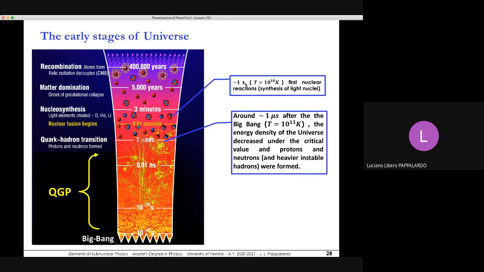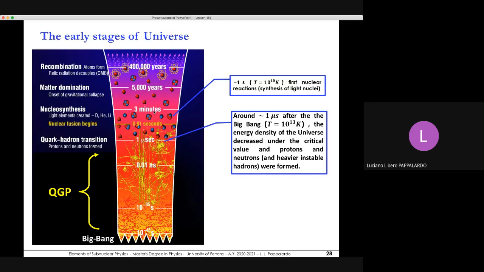Then after 1 second from the Big Bang, when the temperature dropped down to 10 to the 10 Kelvin, the first nuclear reactions occurred. Now we have a huge availability of protons and neutrons. So the first nuclear reactions between protons and neutrons could occur in this time here, essentially from 1 second up to 3 minutes from the Big Bang. And this is called the Big Bang nucleosynthesis, or the primordial nucleosynthesis.